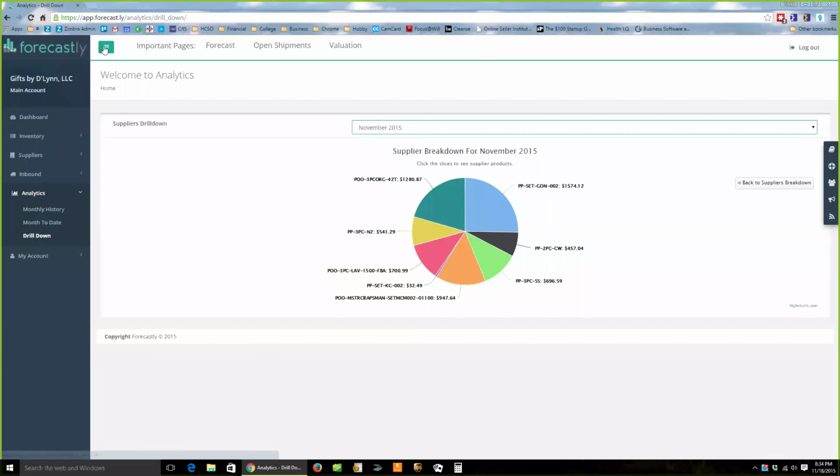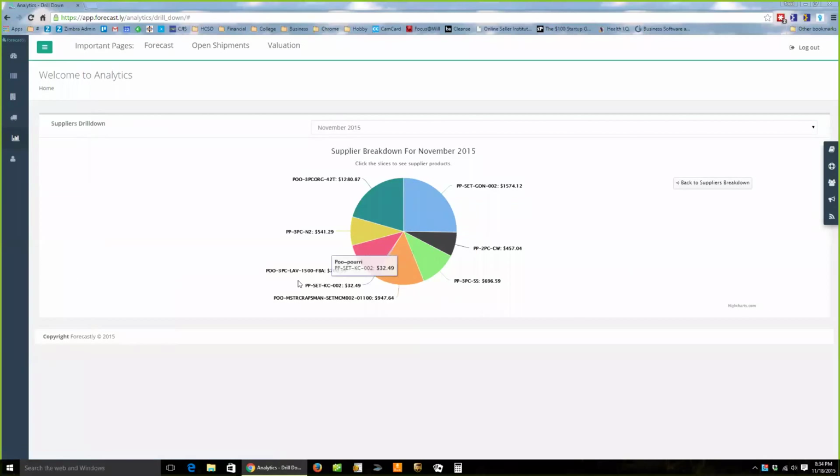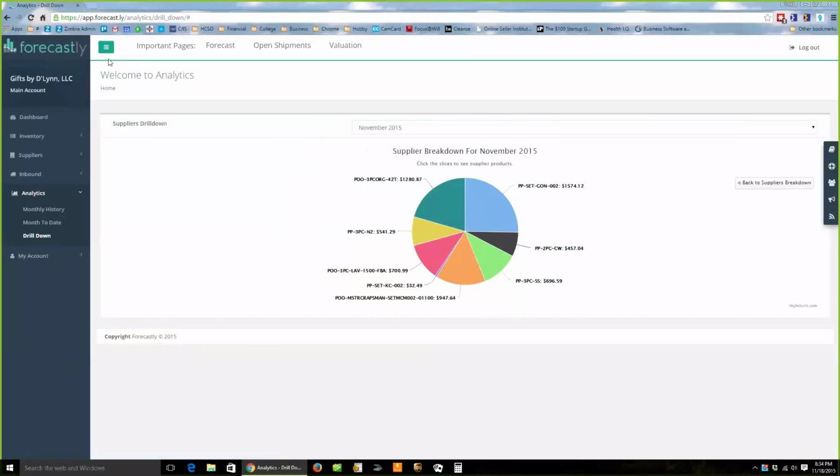This is a deceiving little button. It looks like it would open a menu, but all it does is collapse the menu, so you have more screen real estate. And then they link you to really the three biggest pages that most sellers use. The forecast, which shows you what you need to order. Open shipments, which shows you the stuff that's in flight, and then your inventory valuation.